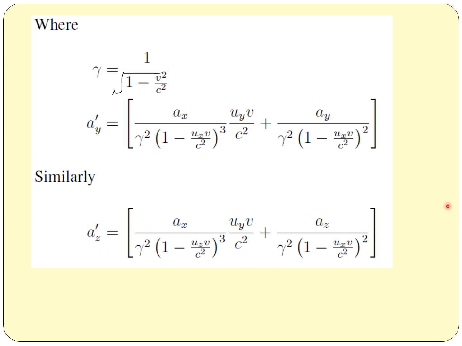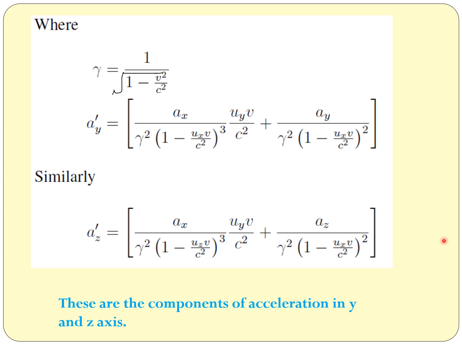So this is how we started from the Lorentz transformation equations, and then we established the velocity transformation and acceleration transformation. These equations are valid for all kinds of velocities, and for low velocities these reduce to the Galilean transformation equations. So these are the components of acceleration in the y and z axes.